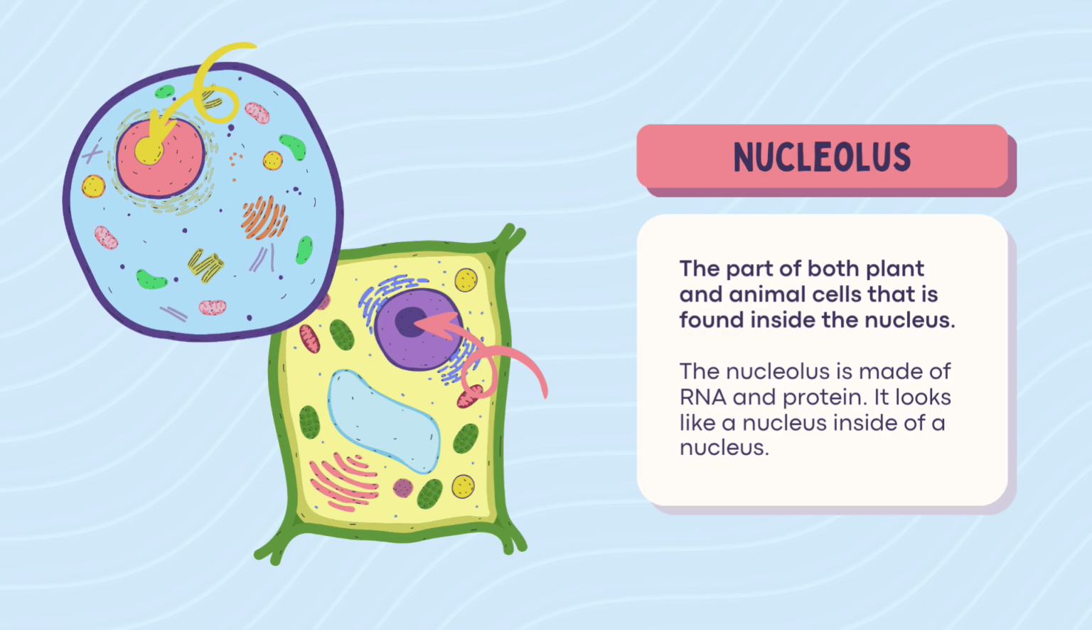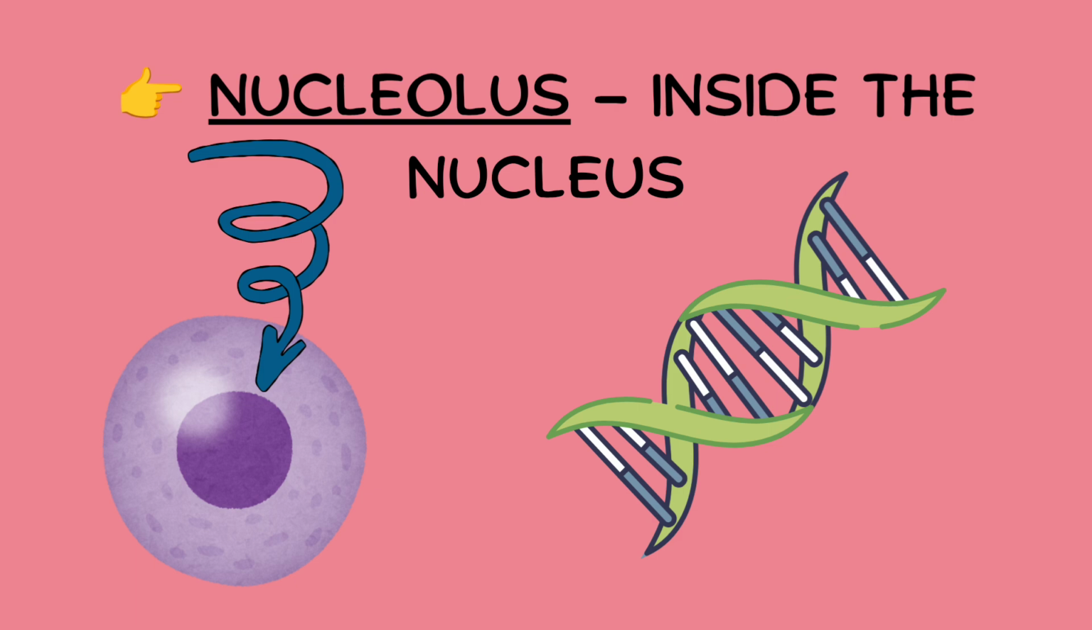Inside the nucleus, there is a special structure called the nucleolus. Nucleolus is a part of both plant and animal cells that is found inside the nucleus. It is made up of RNA and protein and looks like a nucleus inside a nucleus. The nucleolus is important because it produces ribosomes, which are essential for building proteins in the cell.